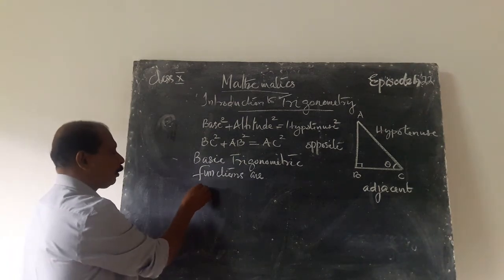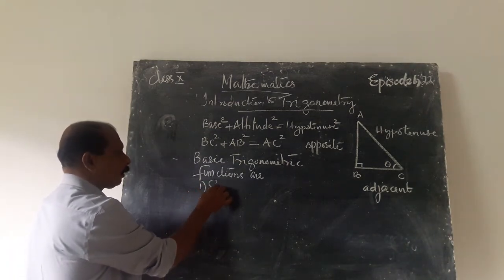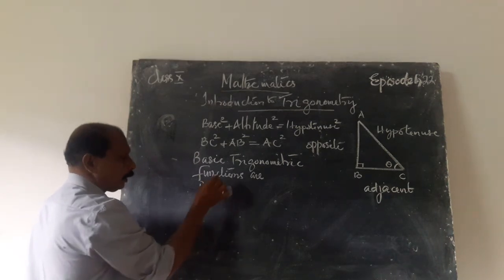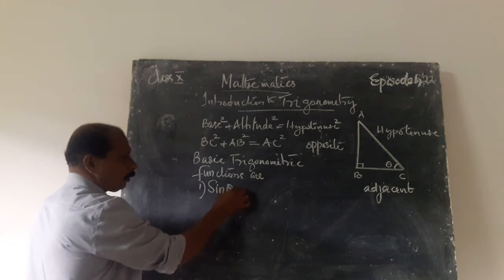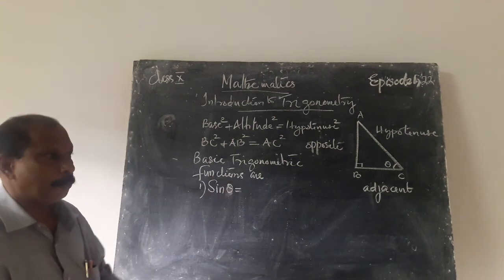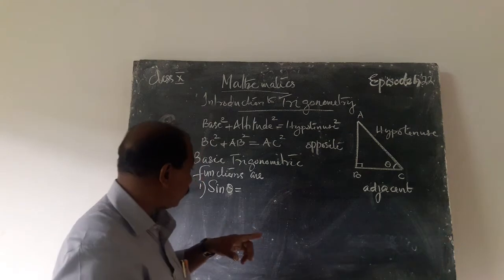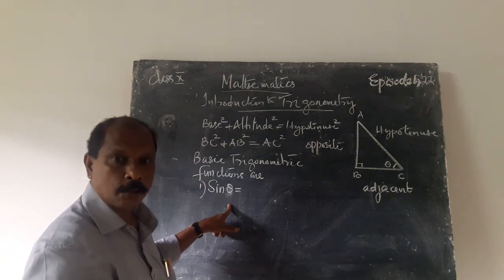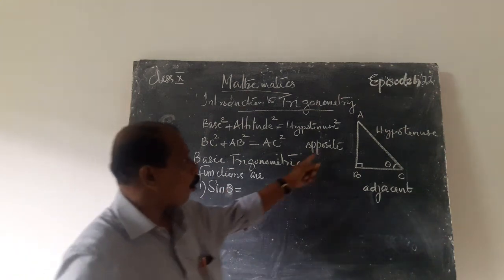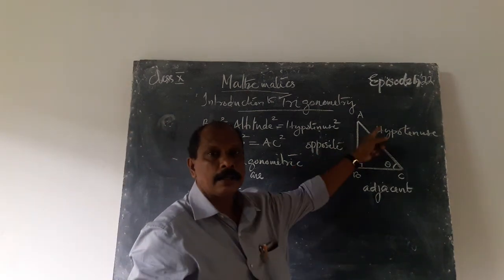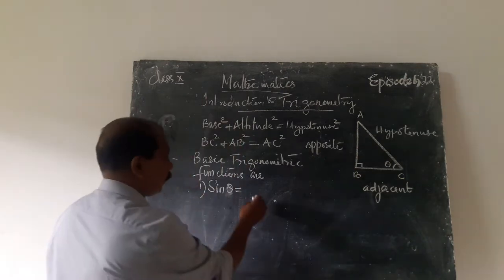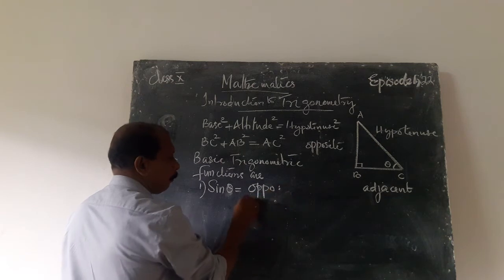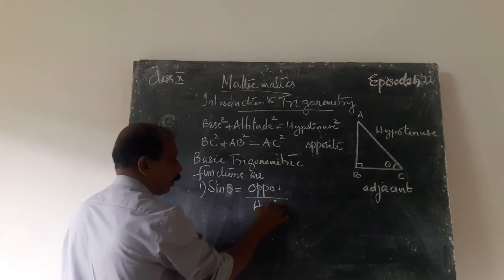The first one is sin theta, S-I-N, short form sin theta. That is the first trigonometric function. Sin theta is the ratio, meaning numerator and denominator, between the opposite side and the hypotenuse. What is sin theta? That is equal to the opposite side by the hypotenuse.